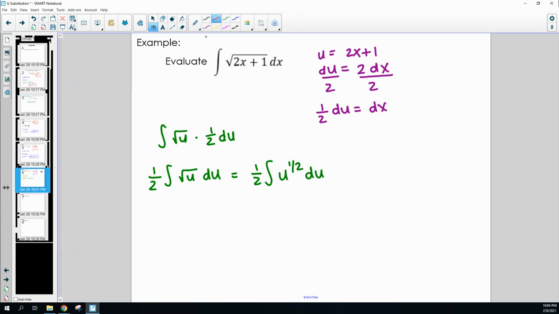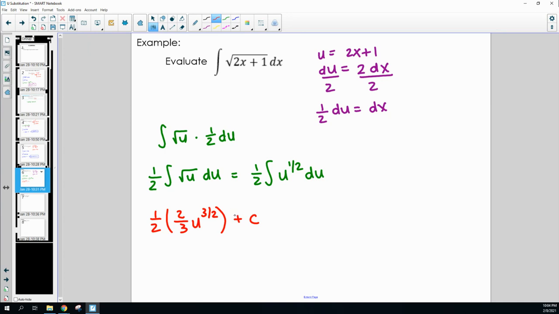Okay, so that 1/2 is going to stay on the outside because it's that constant, and I'm going to take the antiderivative of u to the 1/2. So we're using that reverse power rule. We're going to add 1 to the exponent to make it 3/2, and then we're going to divide what's in front, which is 1, by 3/2. So we're going to get 2/3 u to the 3/2, and then we have plus c.